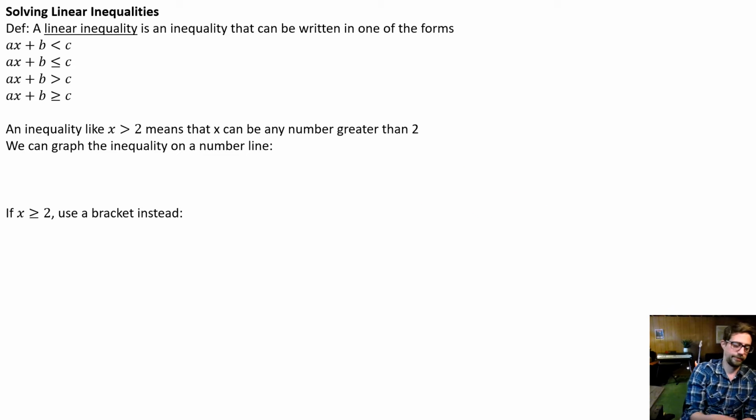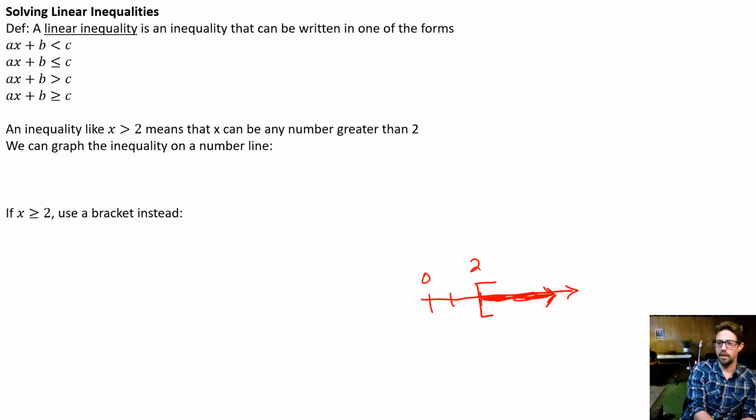Like this, if x is greater than or equal to 2, I know that seems like a finicky little thing, but it's important. It's important what things can and can't be. So here's 2. Instead of drawing a parenthesis, you draw a square bracket like that. Other than that, it's exactly the same. So that notation indicates to me that you know that x actually is allowed to be 2 in that scenario.